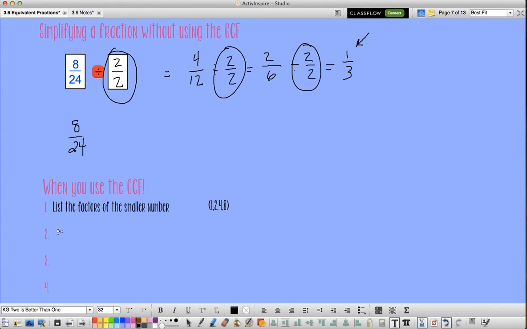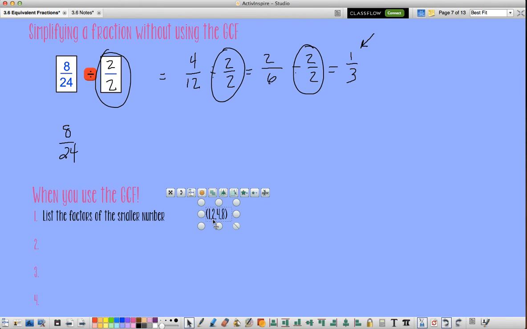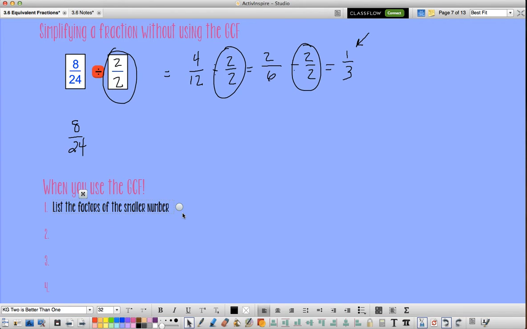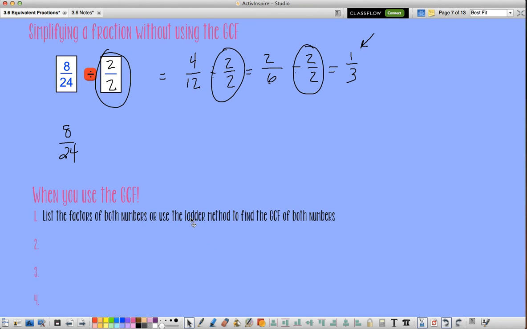After I list the factors of my smaller number, well, actually, you can use any method to find the GCF. Okay, so list the factors or use the ladder method. So let's actually do it this way. List the factors of both numbers or use the ladder method to find the GCF of both numbers. All right, so I'm going to use the ladder method.